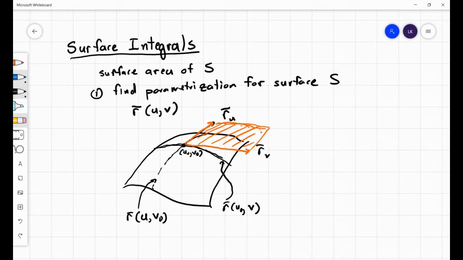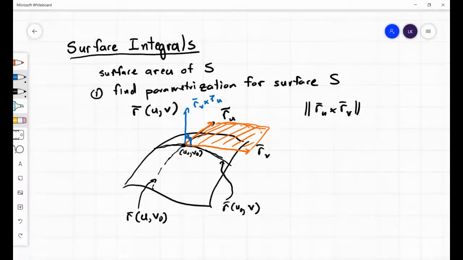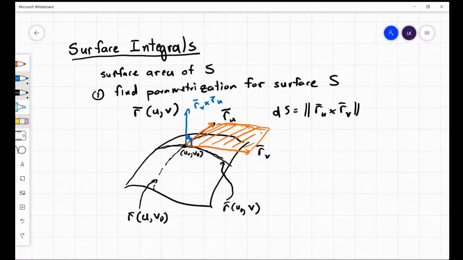So the area of that parallelogram would be given by the magnitude of the cross product of these two tangent vectors. I guess I kind of drew that incorrectly, but that's okay. So this would be r_v cross r_u, which is going to be a vector that's normal to the surface. But the magnitude of that cross product gives you the area of this parallelogram. So it turns out that the differential surface area is the area of the parallelogram times du dv.